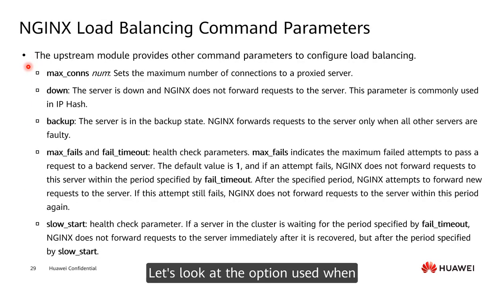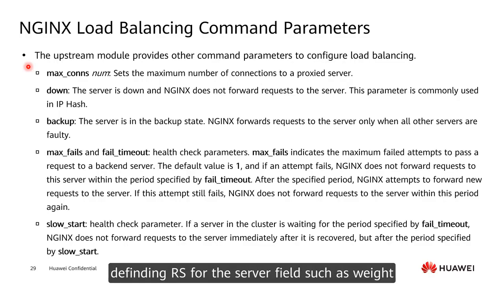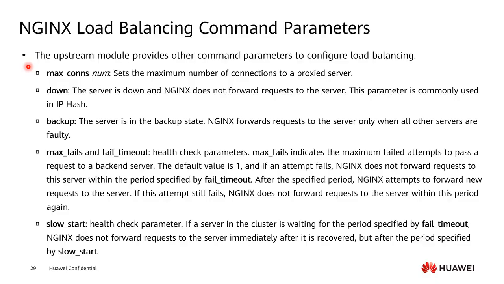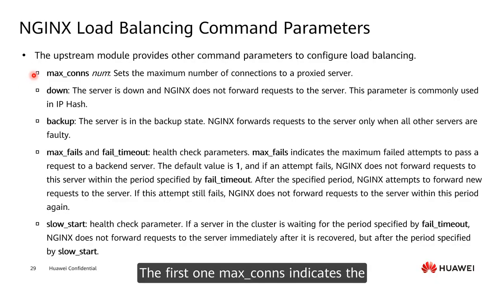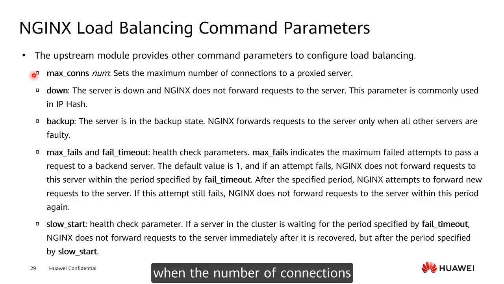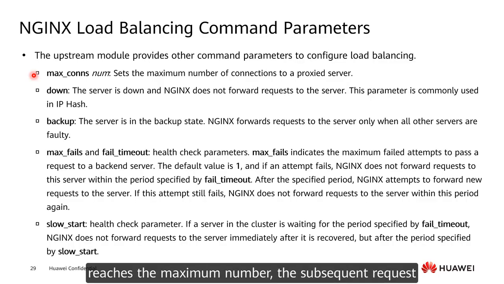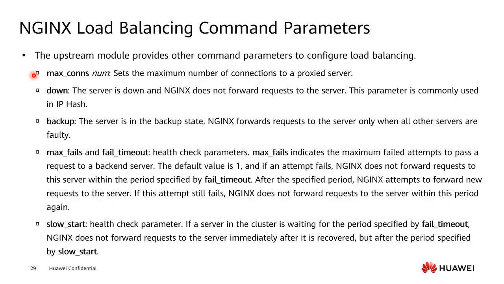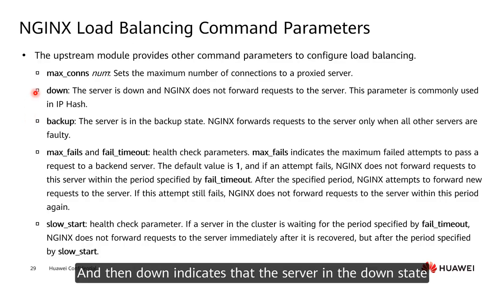Let's look at the options used when defining RS in the server field, such as weight, backup, and so on. The first one, max connections, indicates the maximum number of connections to the server. When the number of connections reaches the maximum number, subsequent requests will not be forwarded to the server. Then down indicates that the server is in the down state, that is, the server is manually removed from the cluster and subsequent requests will not be forwarded to the server.